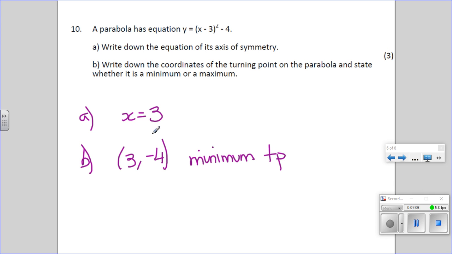1 mark for correctly stating the equation of the line of symmetry, another mark for correctly stating the turning point, and a final mark for correctly stating whether or not it was a maximum or minimum.